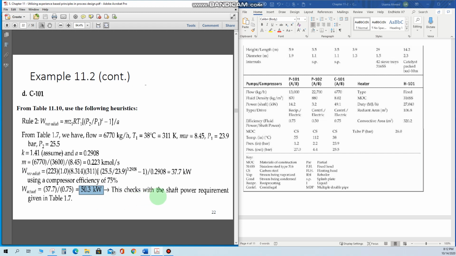This checks with the shaft power requirement given in table 7. Here you can see how much power is required for this compressor: 49.1, and we have calculated 50.3. So we can make a good comparison by simply using one equation from the heuristics to get a value for the power which is very close to the actual power.